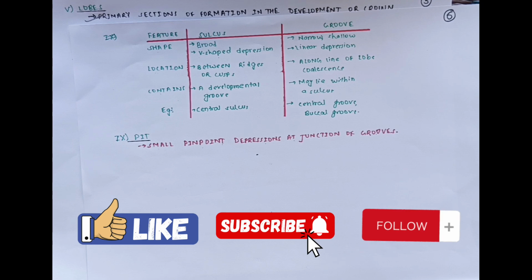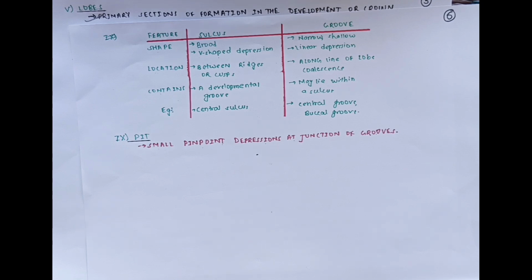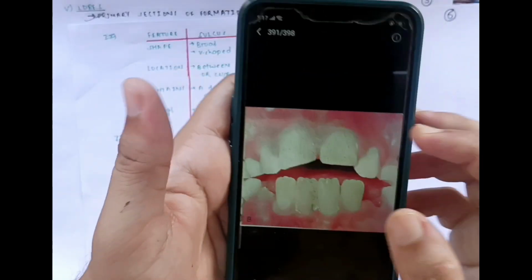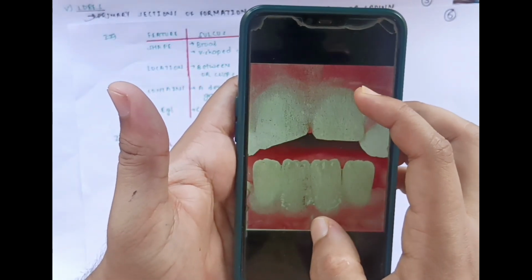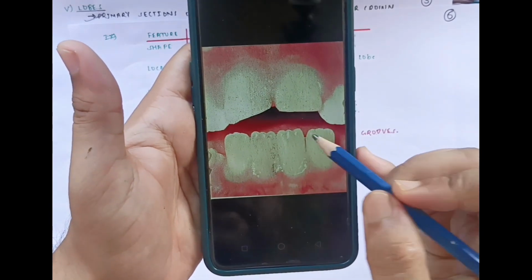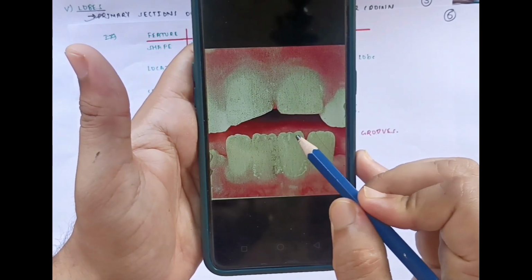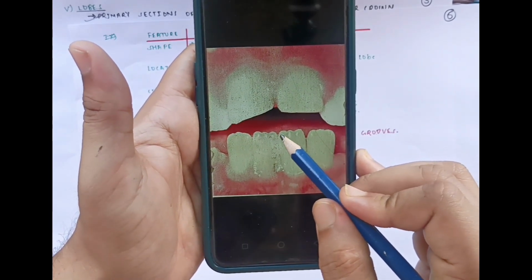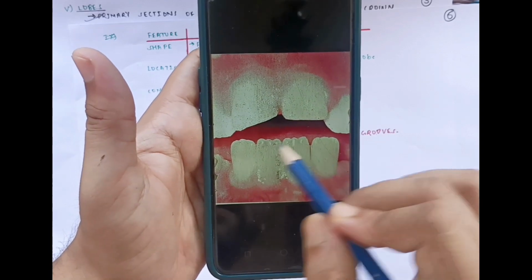Now it will be more clear when I show you the picture. So just give me a few minutes. In this first picture I can show you the mamelons. Here we can see the mamelons. This rounded protuberance, this rounded protuberance and this rounded protuberance, they are the mamelons in incisor teeth.